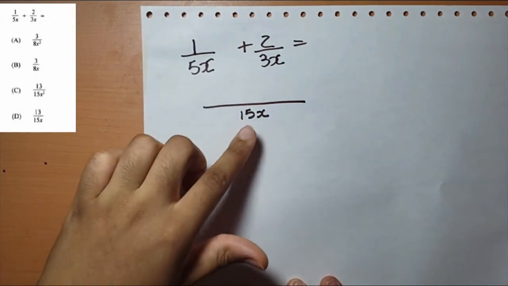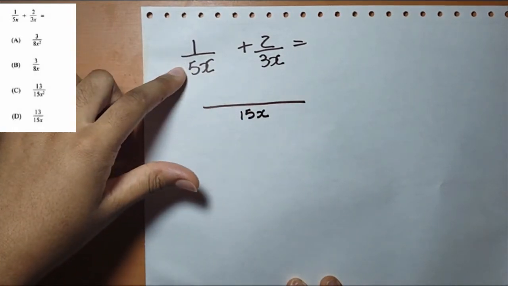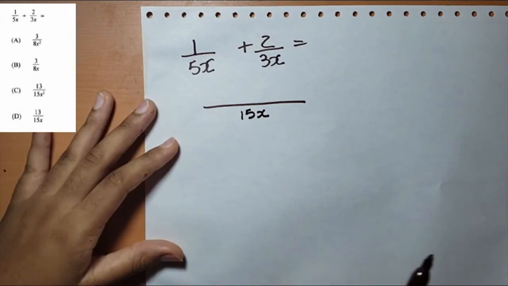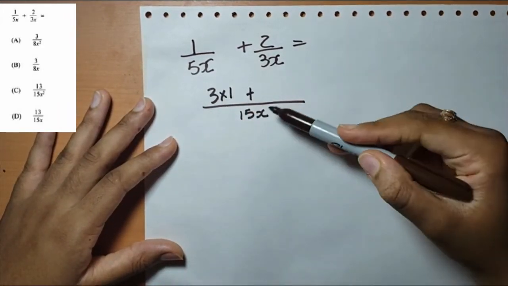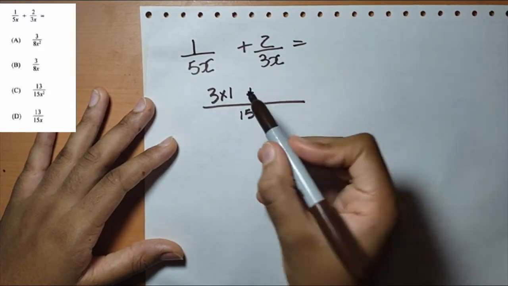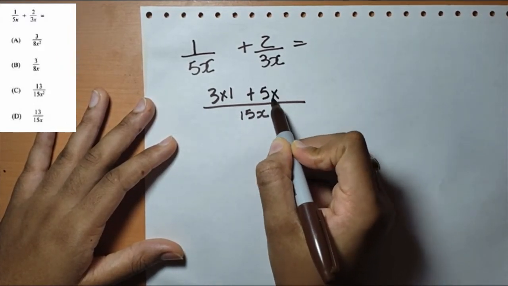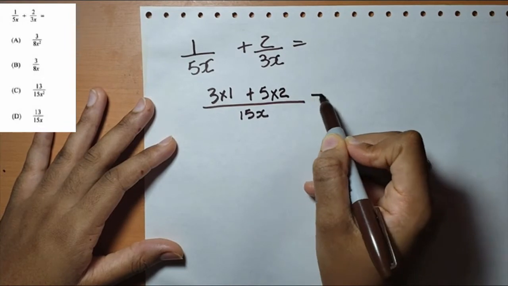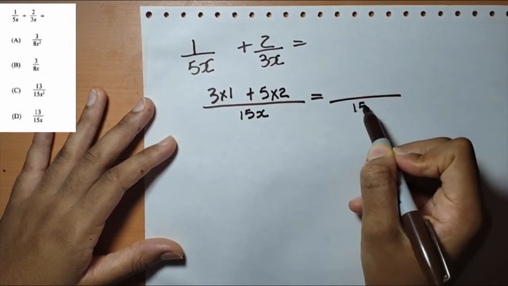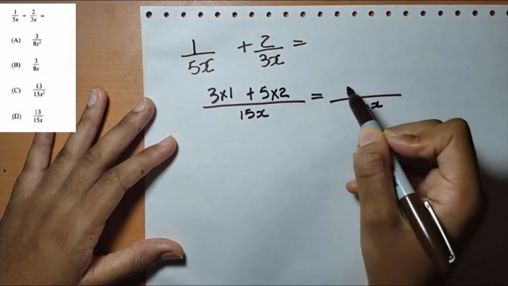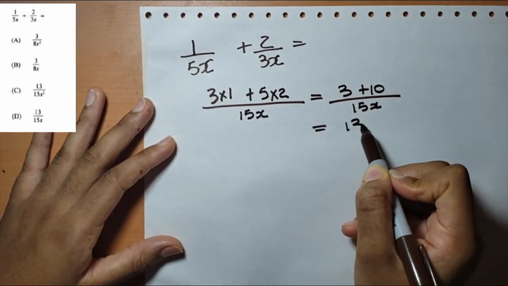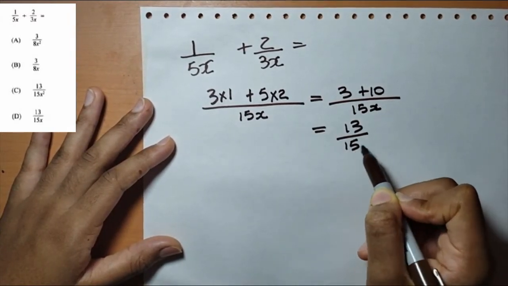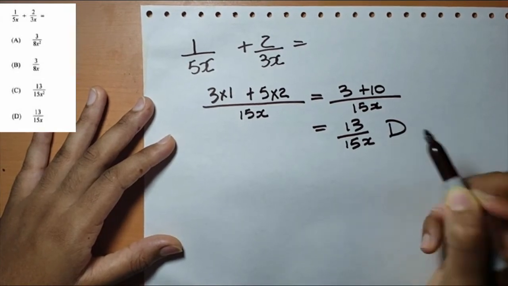What we do now is we say 15x over 5x leaves 3, so then we have 3 times 1, plus 15x over 3x leaves 5, so that would be 5 times 2. And that would be 13 over 15x, which is D.